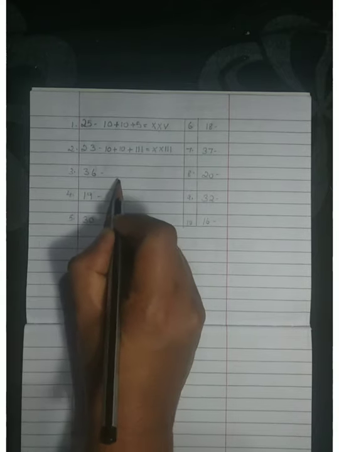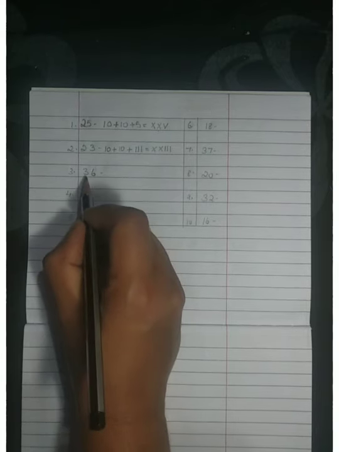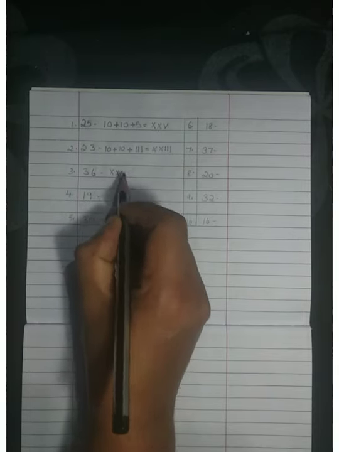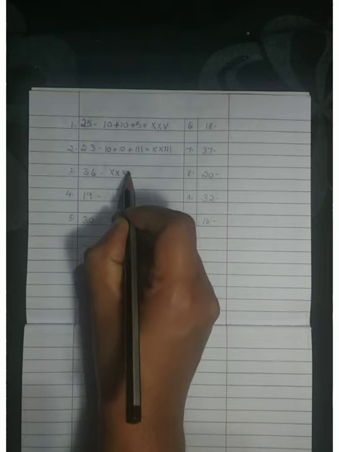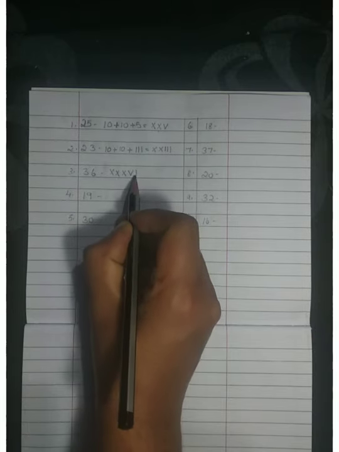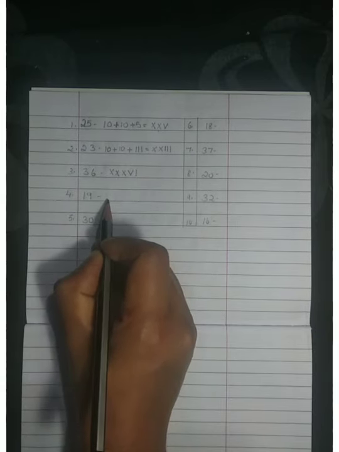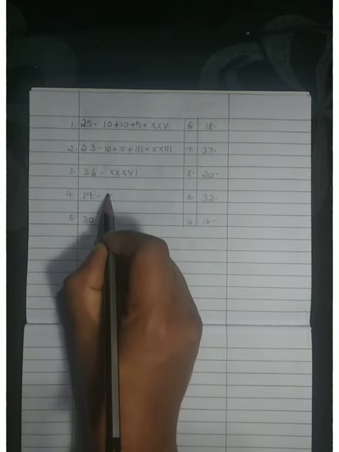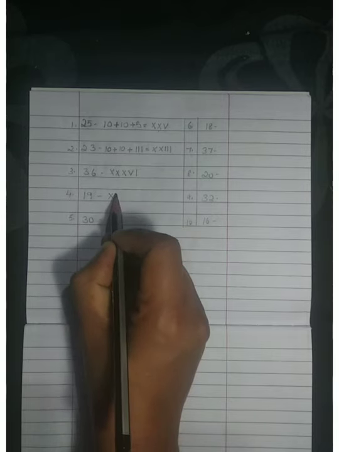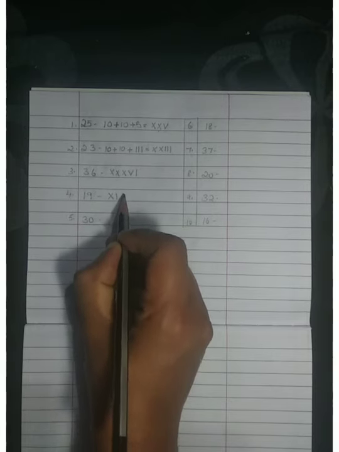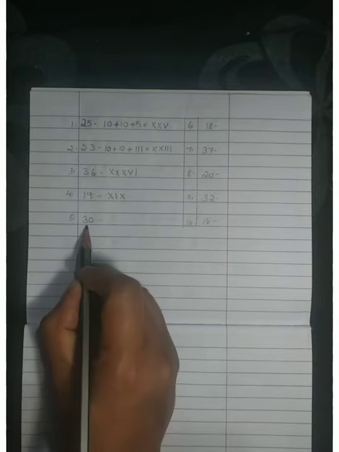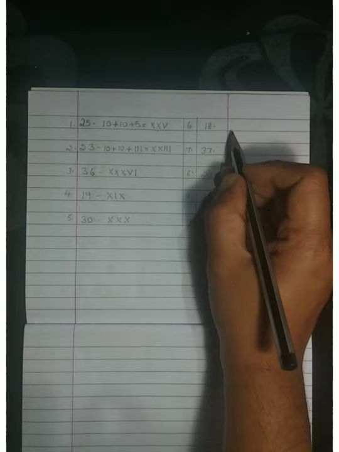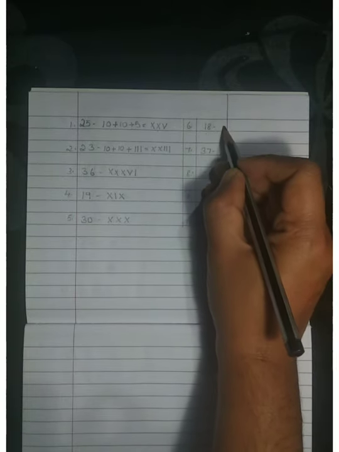The next one we shall not expand. We shall write it directly, okay? 36. XXX, 6 is VI. Then it is 19. This is 10, so X, and then 9, that is IX. Then it is 30. So XXX.